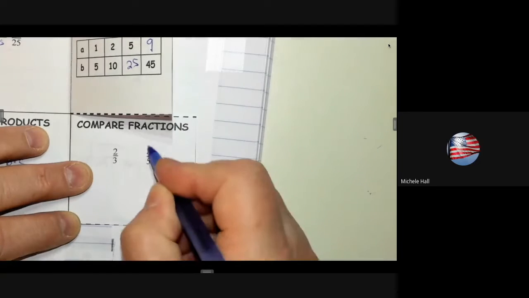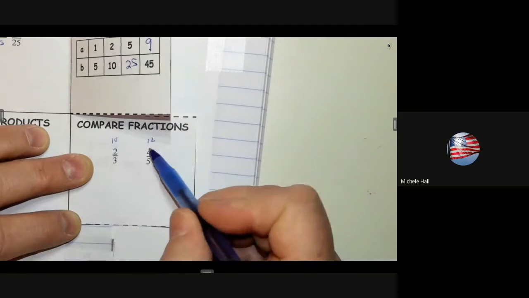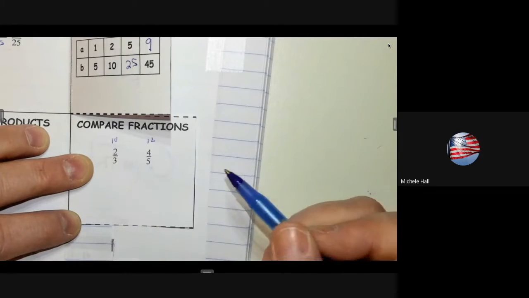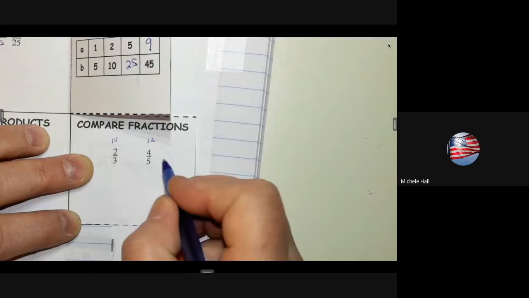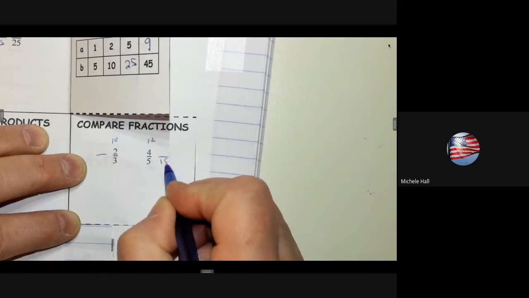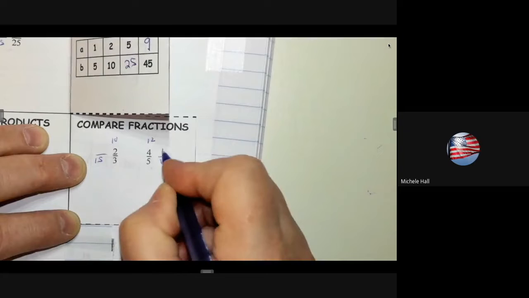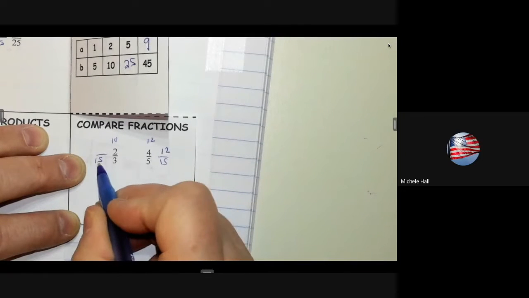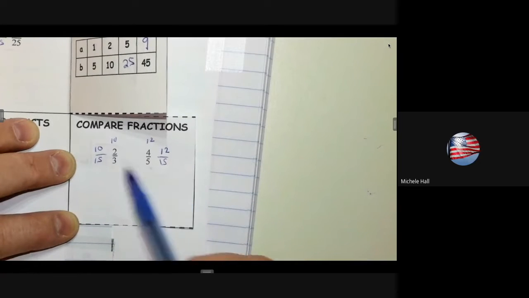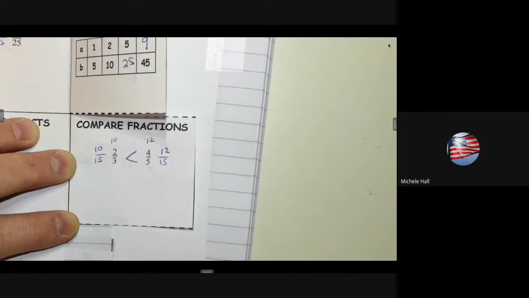3 times 4 is 12. 5 times 2 is 10. And 12 is larger than 10, so 4/5 would be larger than 2/3. We could also see this again with the common denominator. The common denominator for 3 and 5 is 15. 5 times 3, so 4 times 3 is 12. 3 times 5, so 2 times 5 is 10. We can see that 12/15 is larger than 10/15. So 2 different ways you can compare fractions.